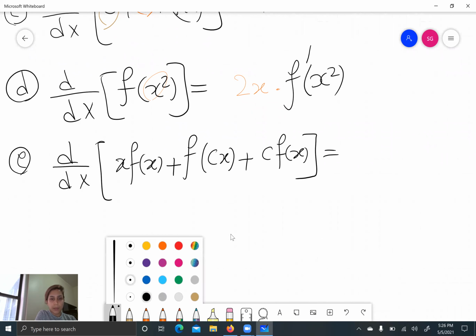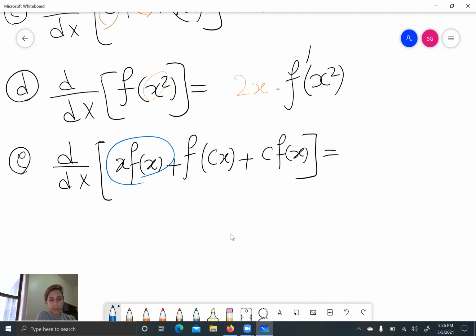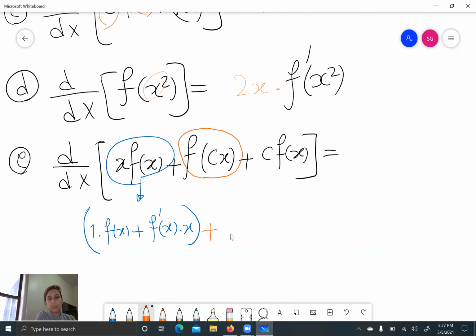I'm going to go one by one. Here we have the product, because it's a multiplication, so we should apply the product rule, which is going to be derivative of the first times the second function plus derivative of the second times the first function. So this is just that derivative. Now, plus, let's take the derivative of f of c of x. We need to apply the chain rule. c is a constant. The derivative of f of c of x is just c times f prime of c of x.